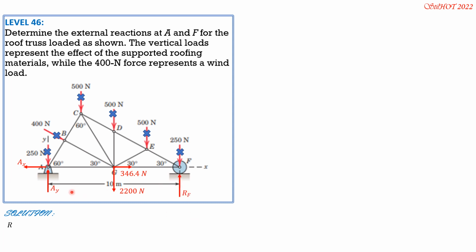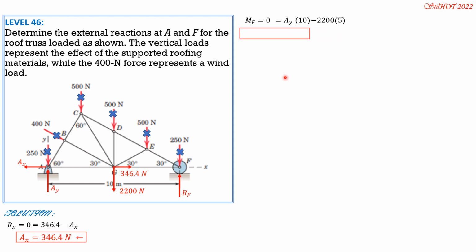So first, sum of Fx equals 0, and it is equal to 346.4 minus AX. So therefore, AX is 346.4 leftward. Then set moment at F equals 0, clockwise positive. So we have AY times 10 minus 2200 times 5 only, because 346.4 and AX pass through F. So therefore, AY equals 1100 newtons upward.